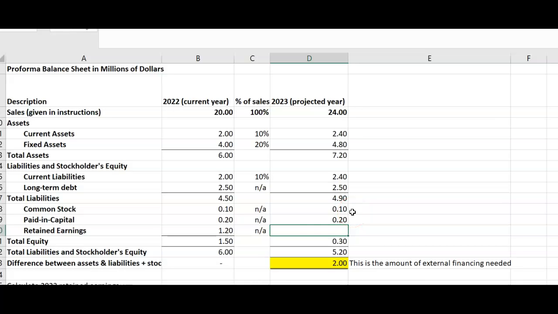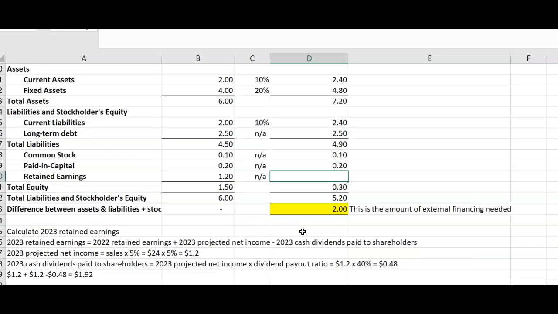Now to calculate retained earnings, that's the last figure we're going to need for our balance sheet. We're actually going to use a formula here. You may remember this from financial accounting. The way to get our ending balance in retained earnings is to take the prior year's ending balance, which of course is the current year's beginning balance, and add in net income and subtract dividends. So that's what this formula is down here: 2023 retained earnings equals our ending 2022 retained earnings, plus our net income, less our dividends that we pay out.